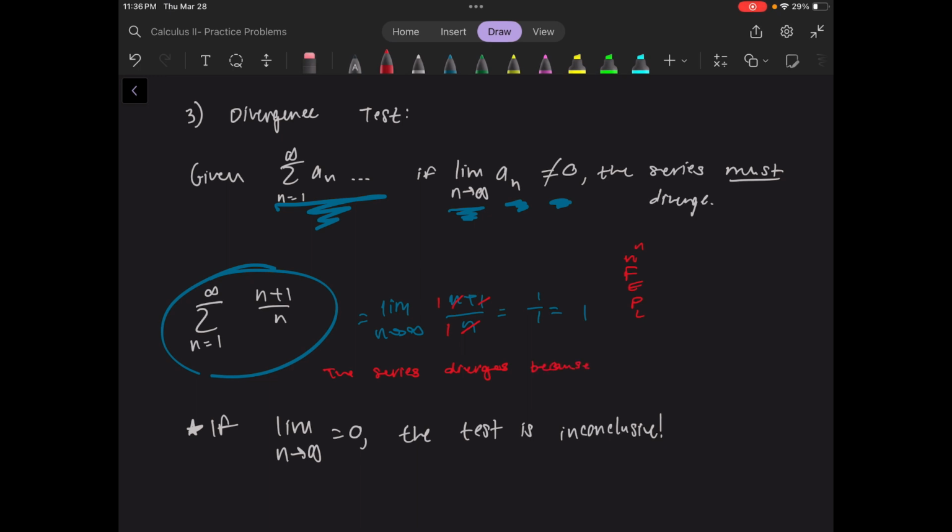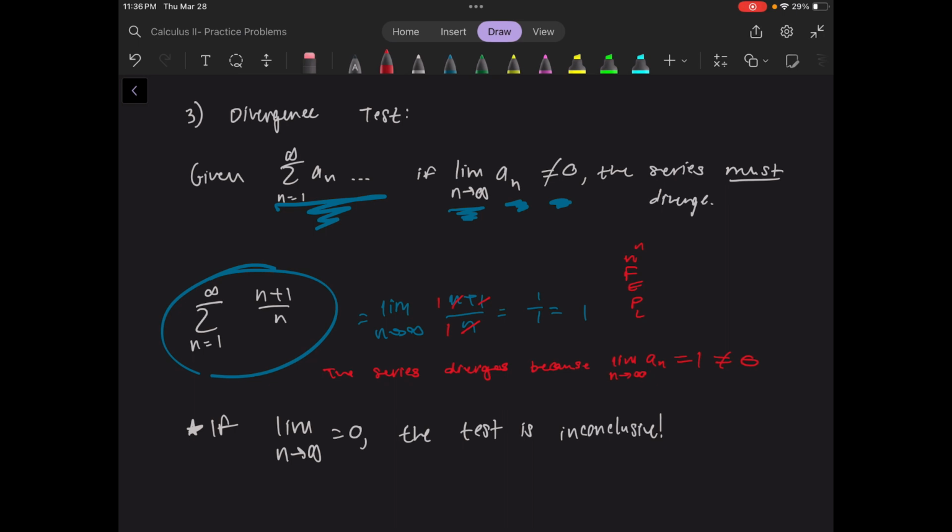this is what you would put on your test, because the limit as n approaches infinity of a sub n equaled 1, which did not equal 0. So it diverges by the divergence test, right? And it's important to note that if the limit equals 0, it does not mean that the series converges, right? It just means that the test is inconclusive, and we will have to use other tests.